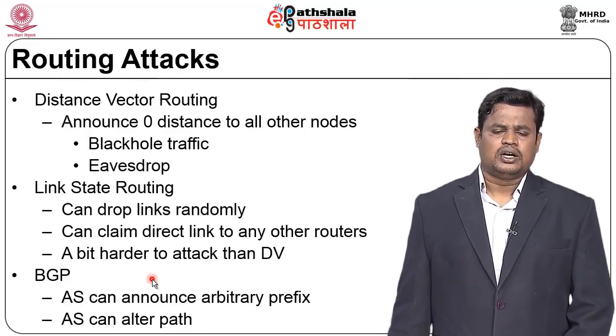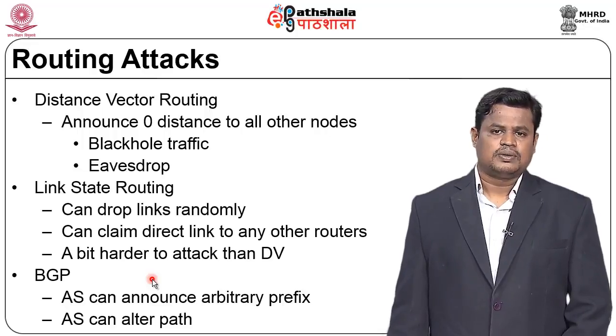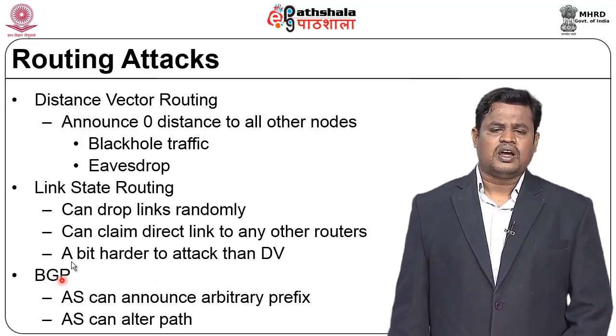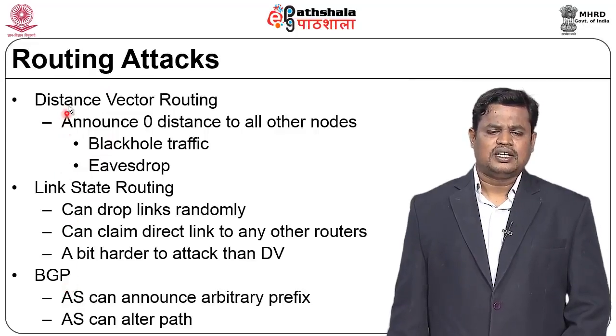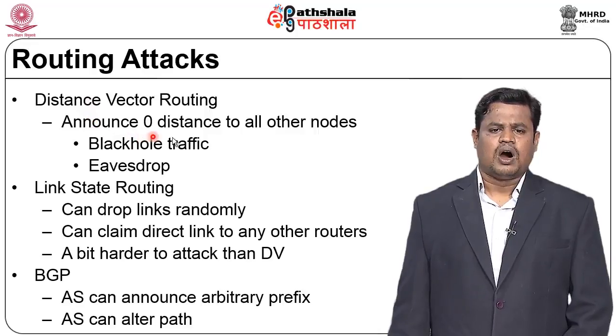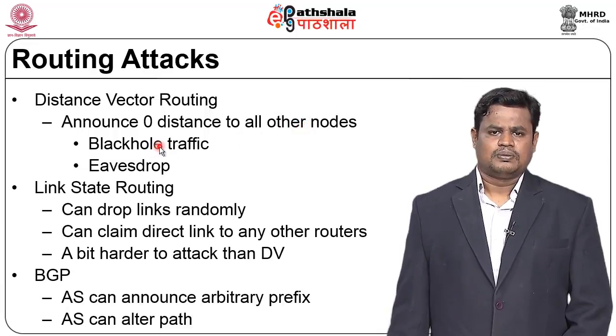As I mentioned earlier, routing is the process of finding the best path to reach the destination based on some kind of metric. Here are some routing algorithms like distance vector, link state and BGP. In the case of distance vector, an attacker announcing zero distance to all the nodes is creating black hole traffic.